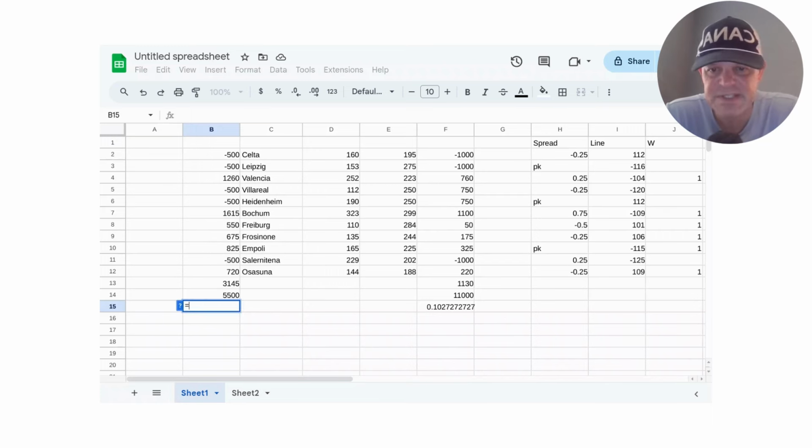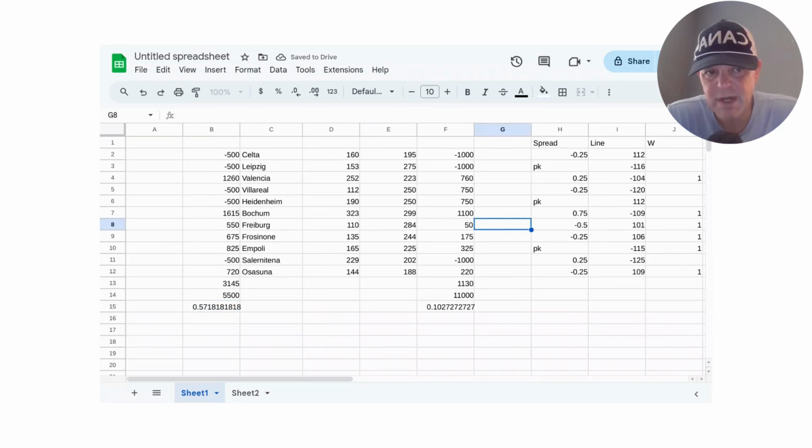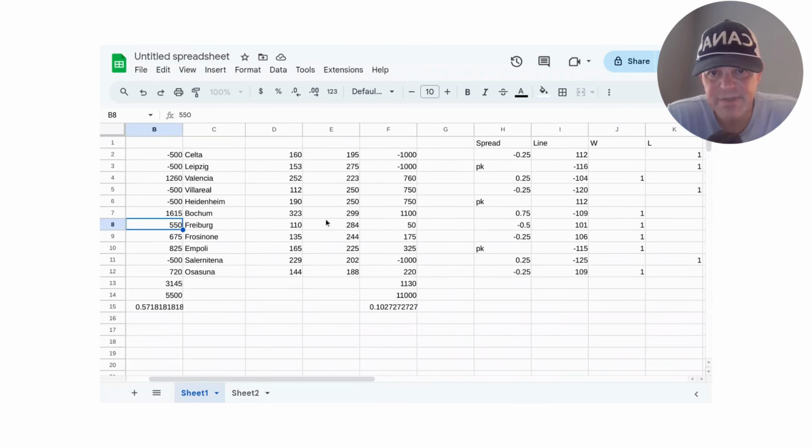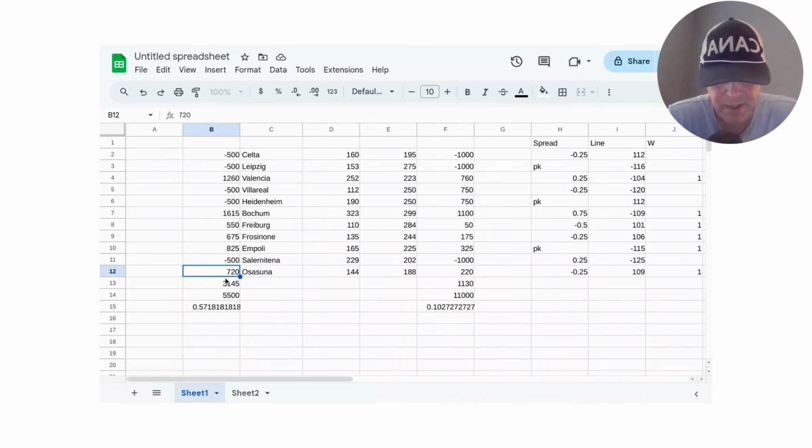But just for the sake of this example, we would figure out our ROI this way, which is 57%. So if we're looking at all the different ways to do this, more than likely this would be the worst way to do it, playing the home side and the draw side. The spread would be the second best way, and probably the best way to do it would simply be to play the home side.